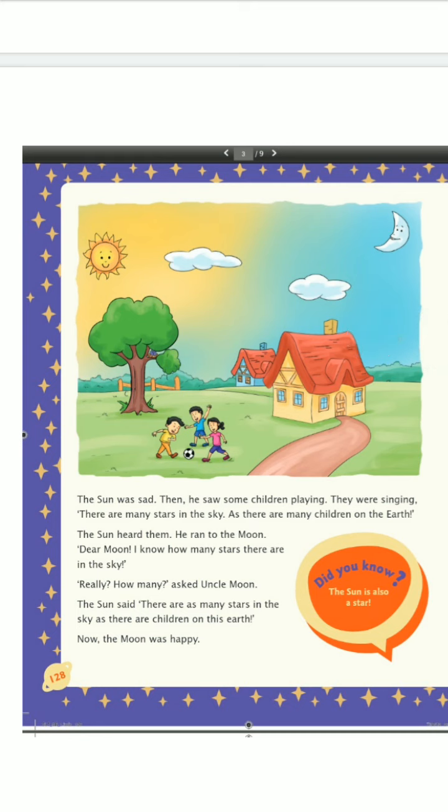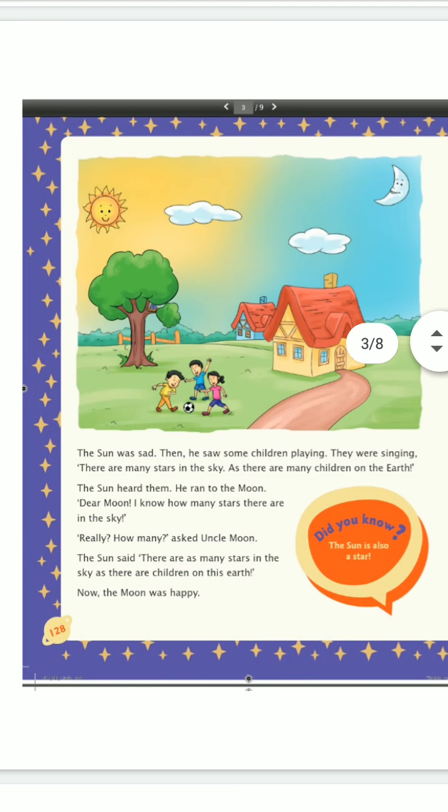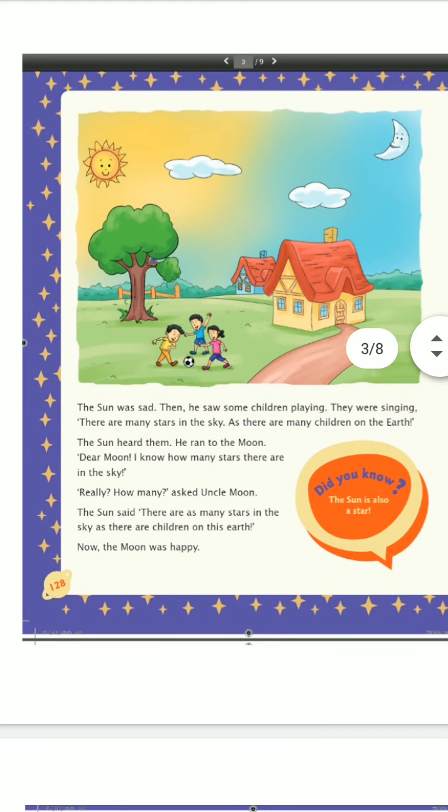Then he saw some children playing. When he was sad, he saw some children playing there. The children were singing. While they were playing, they were singing a song, a poem. They were saying, there are many stars in the sky as there are many children on the earth. What were they singing?